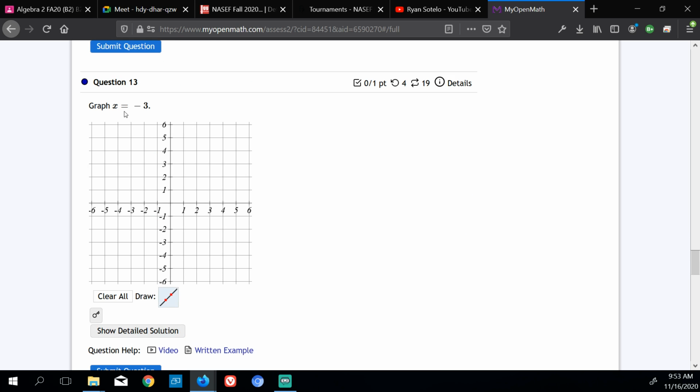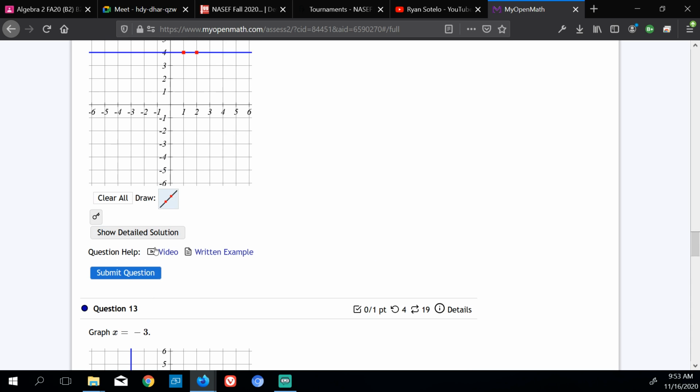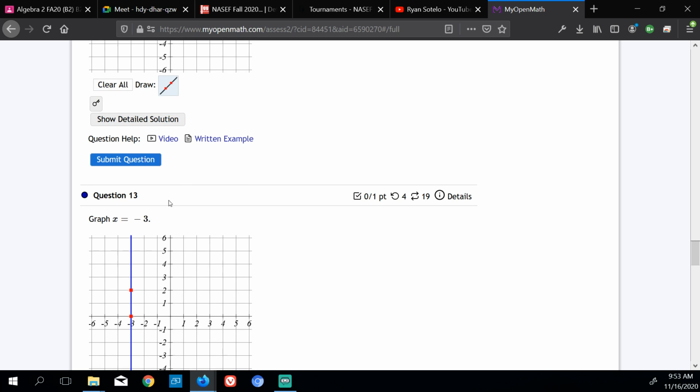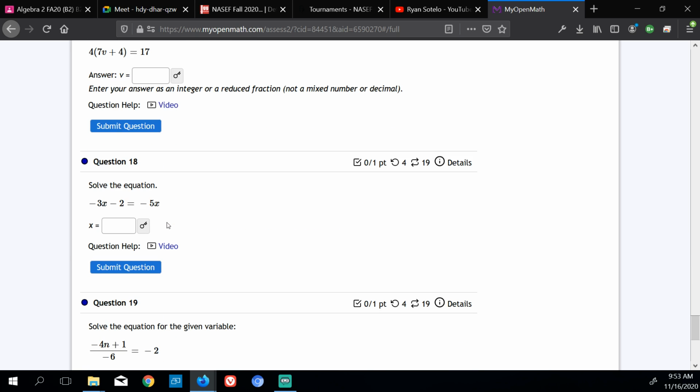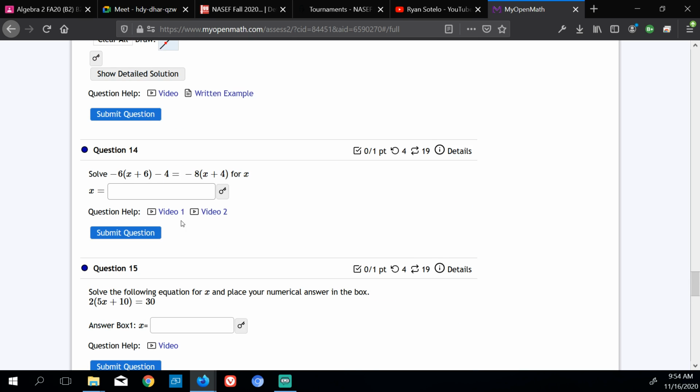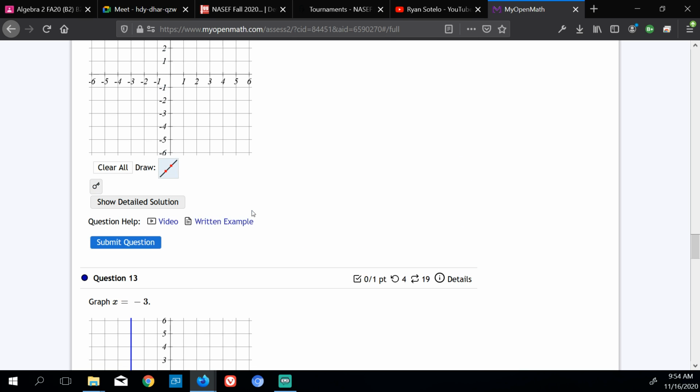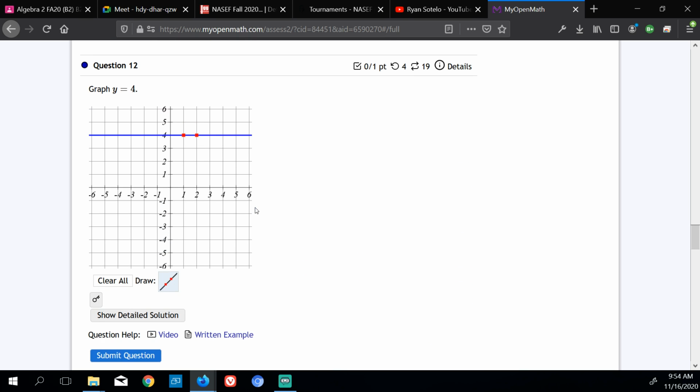Now this one's x. X is negative 3. You go down. Not down. On the x is the horizontal. So I'm going to go to this negative 3, and this will make a vertical line. Okay. So x is the horizontal, y is vertical. Let's see, they should have another one somewhere. Is that all just about lines? Yeah, pretty much.